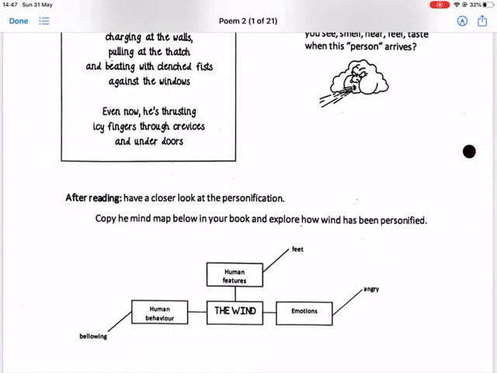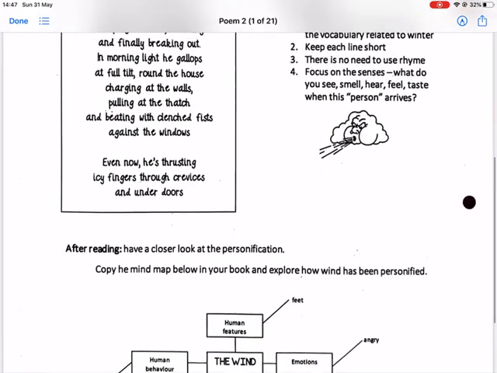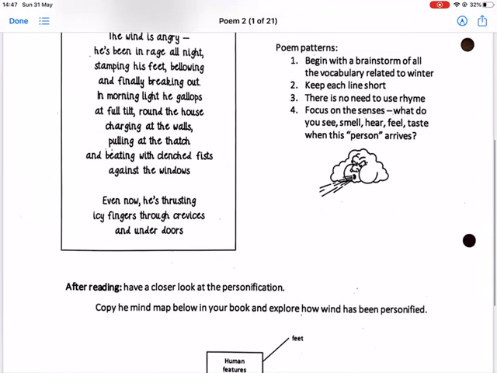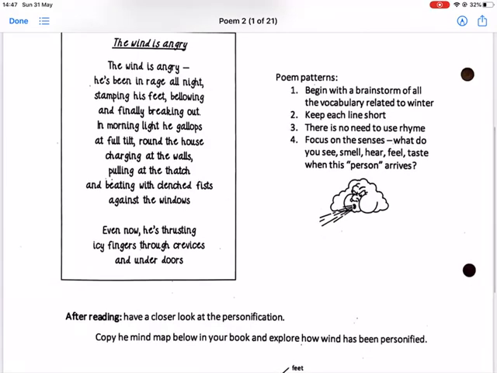What kind of human behavior does he show? So what verbs are there to describe what he's doing? Things that maybe humans would be able to do. And then, of course, emotions, feelings. The wind doesn't have feeling. It's an inanimate object. But in this case, he does have feelings. He's angry. And what other feelings do they list here?